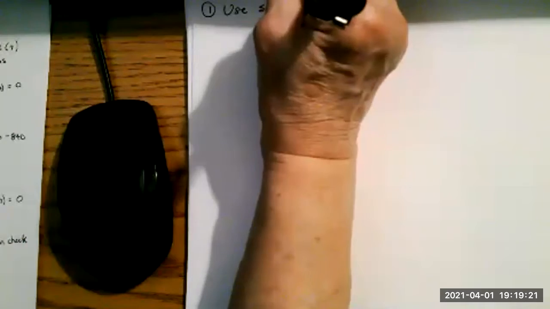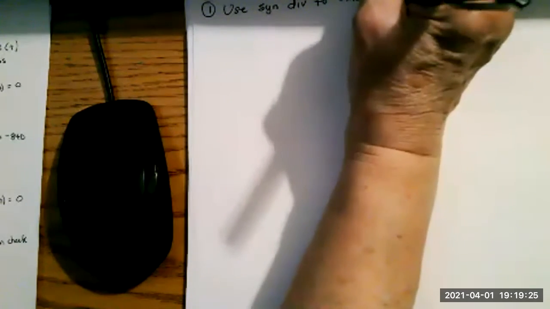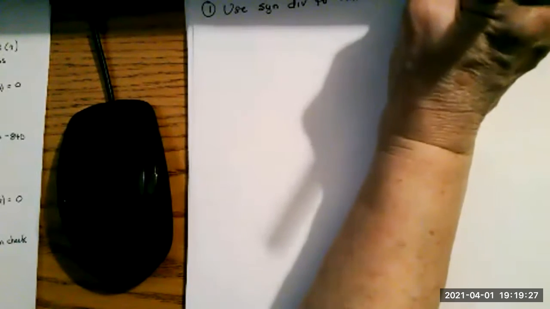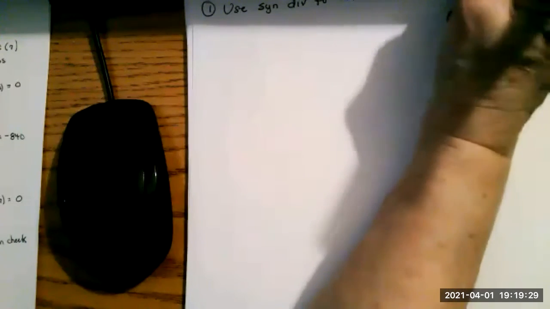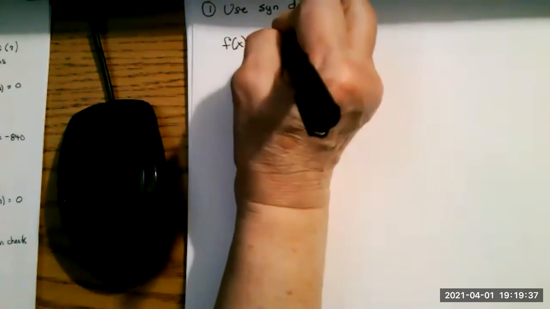This is synthetic division, but we're doing something different. It says use synthetic division to find the function value. Now, we've been doing the function values. We can do it, all we have to do is plug in. But now they want us to do it with synthetic division.